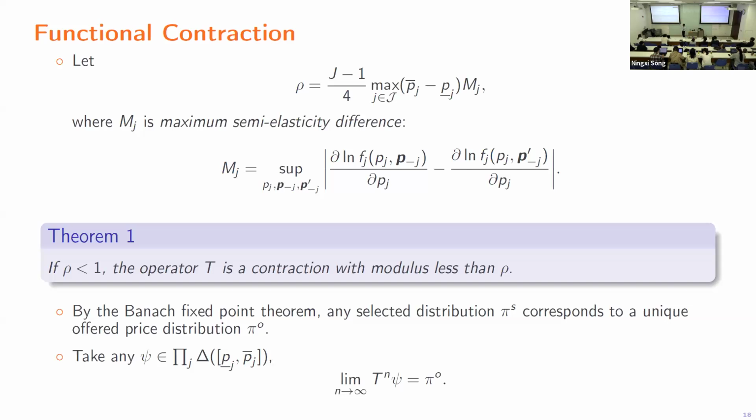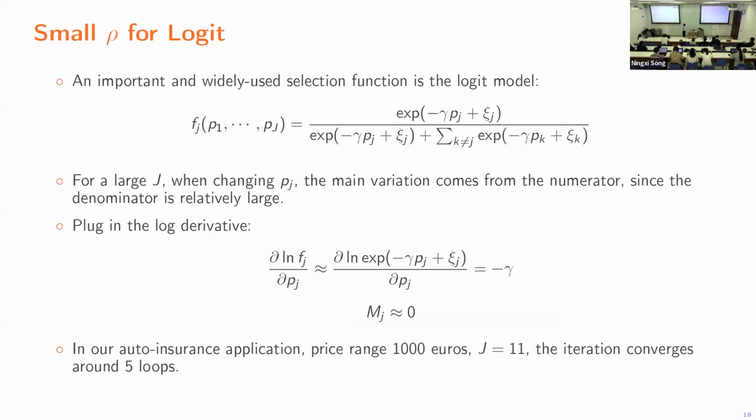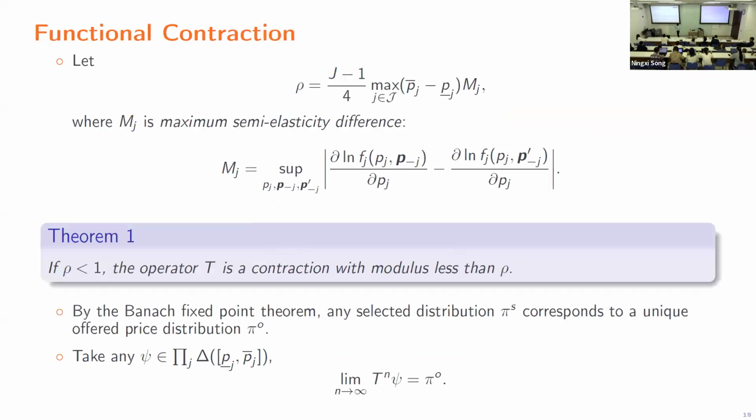Now let me give you an illustration of why this modulus is very small for the classic approach, in the classic leading example. In empirical IO, the most dominant selection function is given by the logit model, and it's given by some exponent of price sensitivity gamma p plus some psi. This psi captures things like branding, quality, loyalty. Here I will give you an example where we have a lot of alternatives, but the maximum semi-elasticity difference is very small.